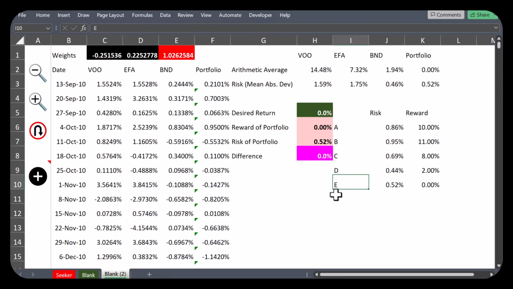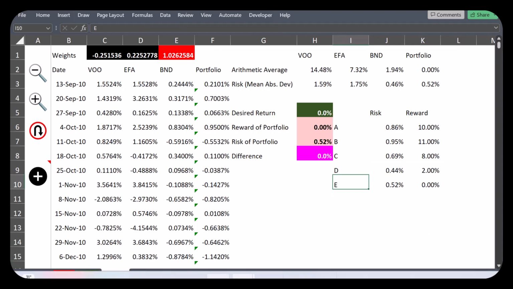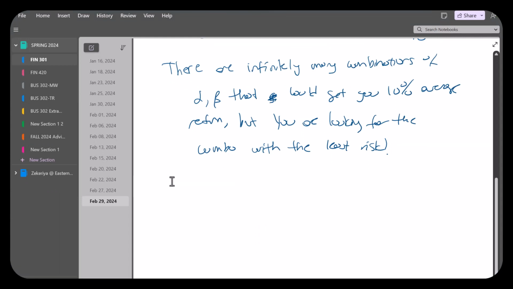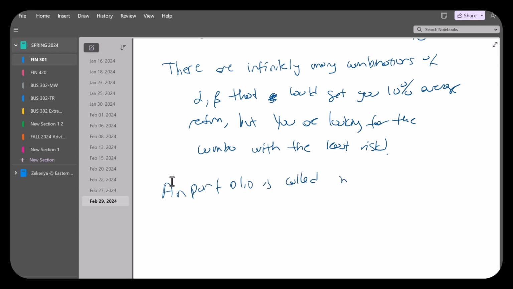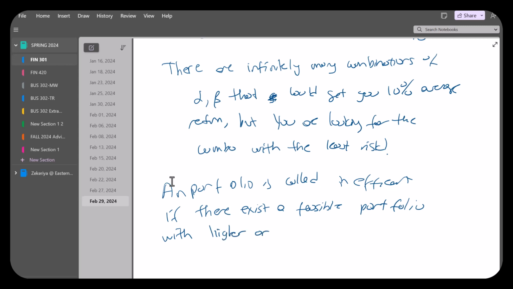An inefficient portfolio, a portfolio is called inefficient if there exists a feasible portfolio with higher or equal reward and lower risk.